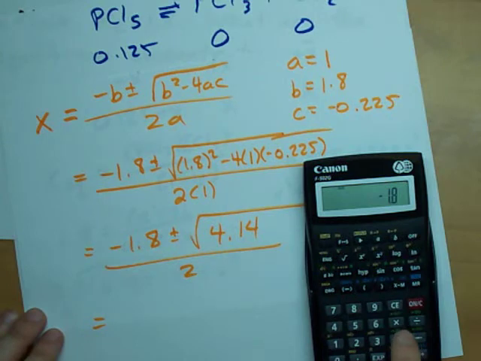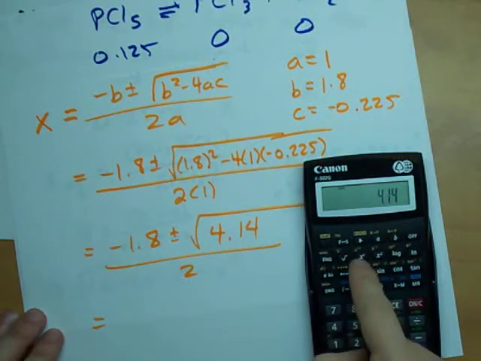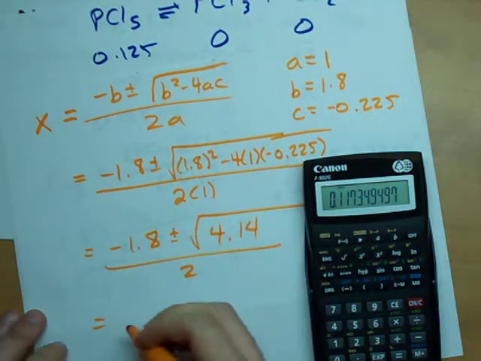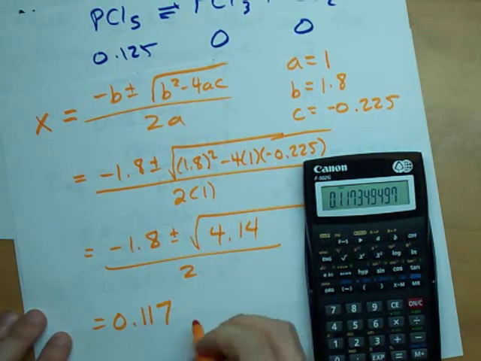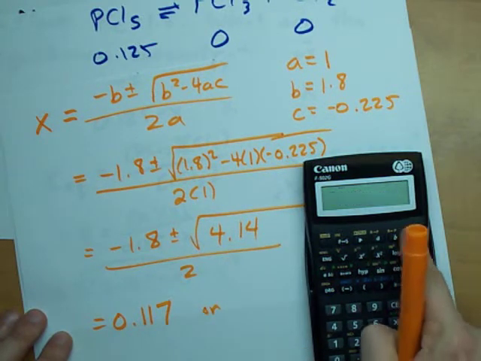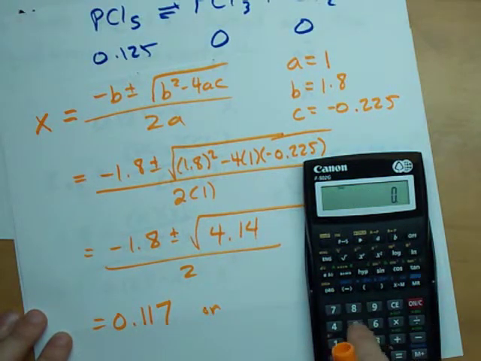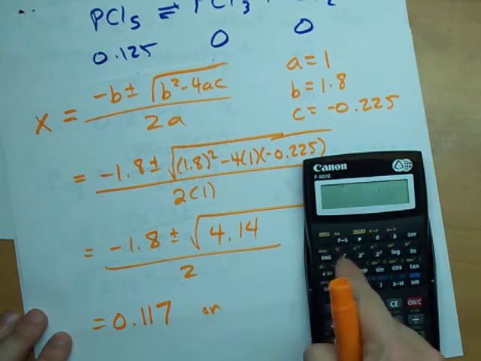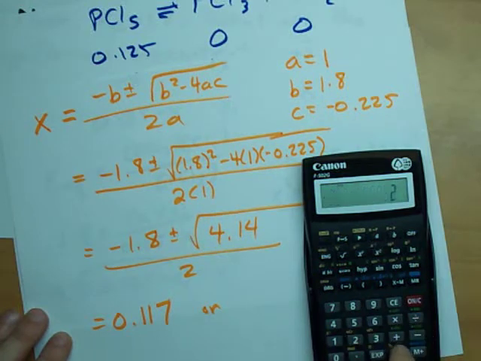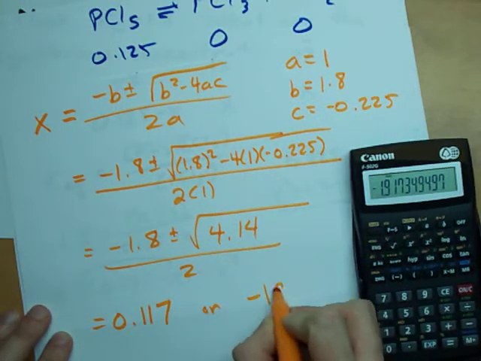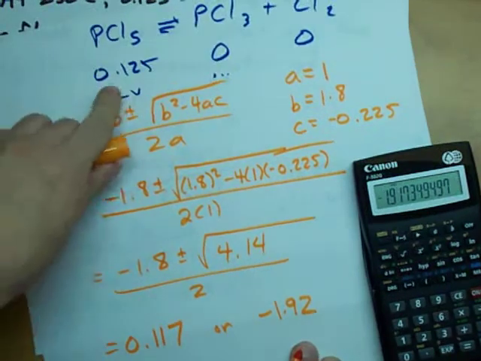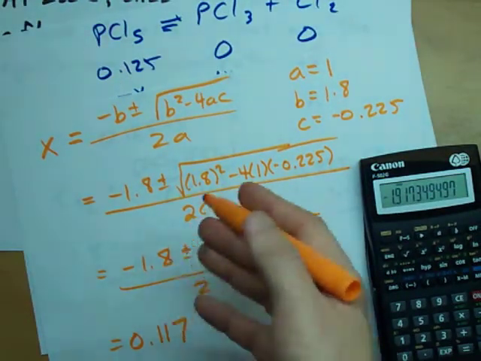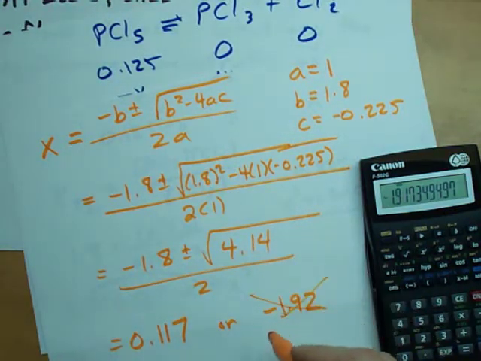Negative 1.8 plus square root of 4.14 all divided by 2 is 0.117. Let's check the other one just to make sure it's not going to give us another okay answer. Negative 1.8 minus square root of 4.14 divided by 2. Oh yeah, see? 1.92. Not only is 1.92 bigger than the initial concentration, but it's also negative. And you can't lose a negative amount of this stuff. So that one's no good.